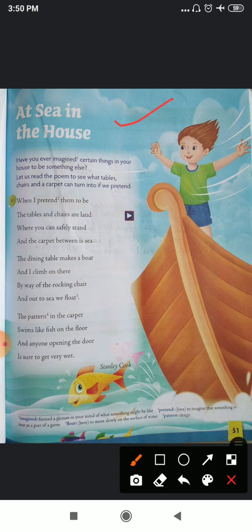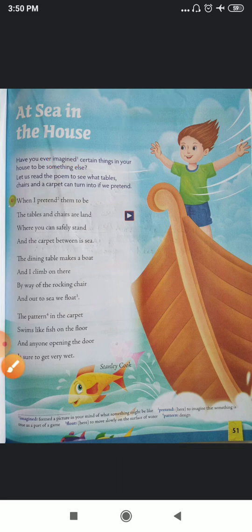Have you ever imagined certain things in your house to be something else? First of all, let me clear you the meaning of imagine. Imagine means to form a picture in your mind of what something might be like. Let us read the poem to see what tables, chairs, and a carpet can turn into if we pretend.